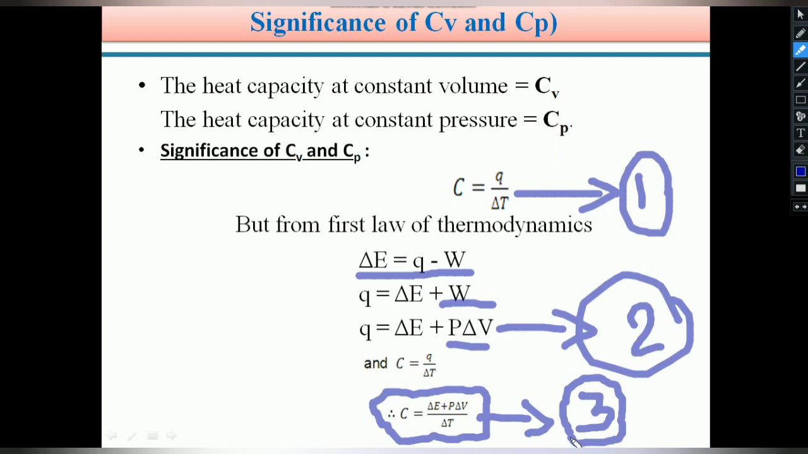This is a very easy derivation, students. I already know the definition of specific heat: C equals Q by delta T. And according to the first law of thermodynamics, delta E equals Q minus W. Here work is done by the system, that's why it is Q minus W. When W comes to this side, Q equals delta E plus W. In place of W, I substitute P delta V, according to work in terms of pressure and volume. Therefore, I substitute this Q value in equation 1. Finally, I get a new relation: C equals delta E plus P delta V by delta T.